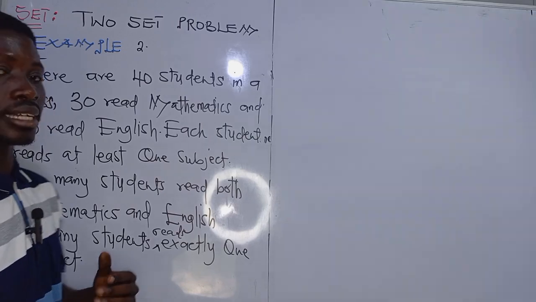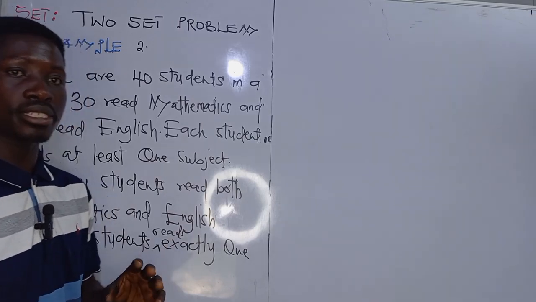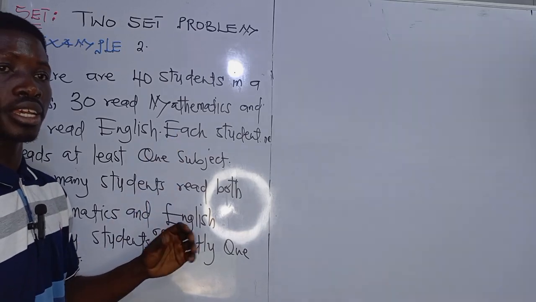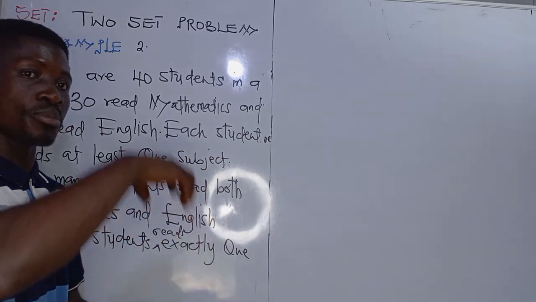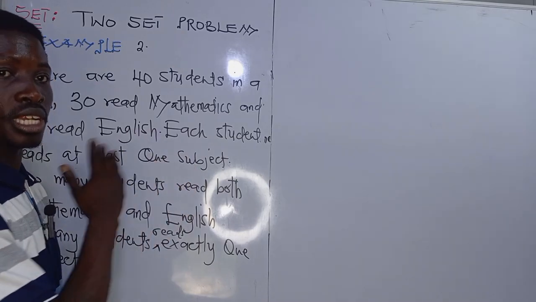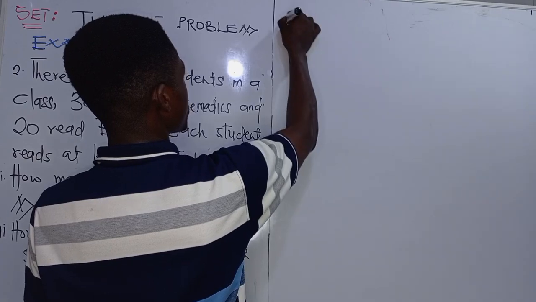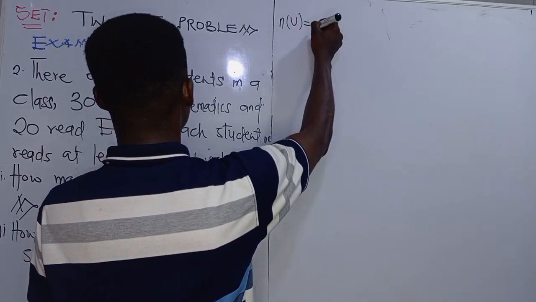Good. So as I said earlier on, the first thing that you are supposed to do when you encounter questions of this nature is to fish out the vital information from the question. So let's do that. So we have our universal set. So the number of students in the class, we have how many students?